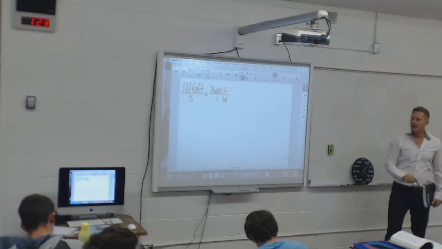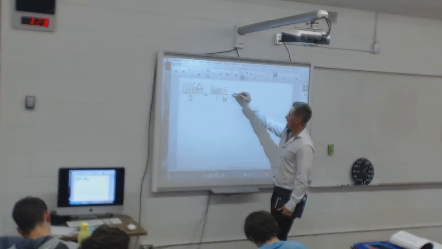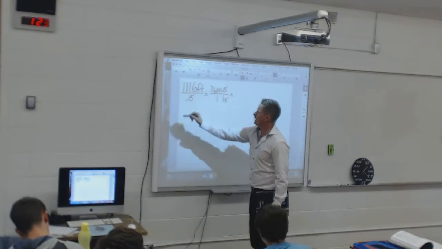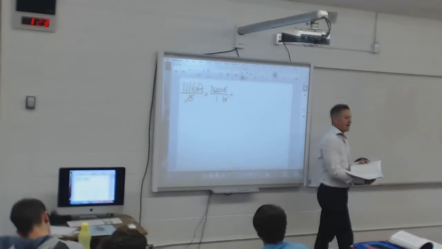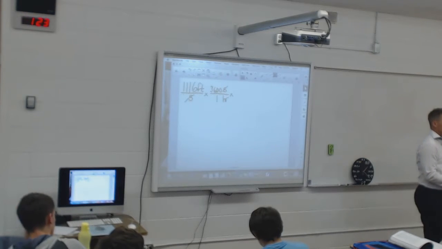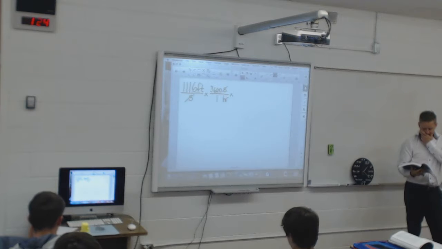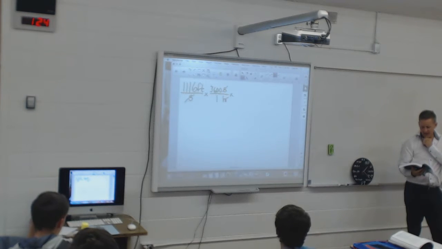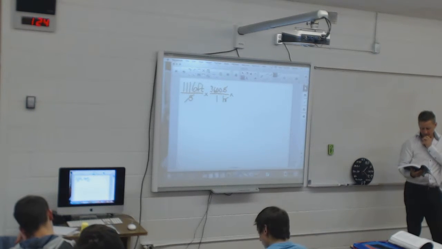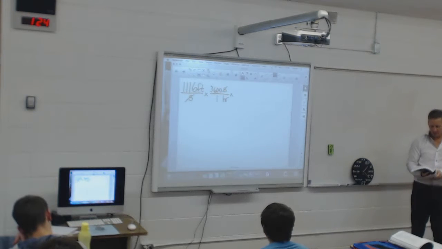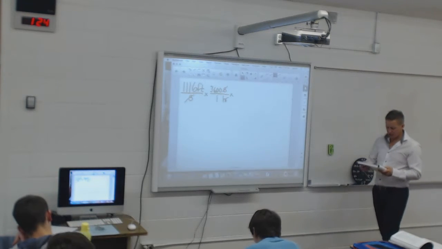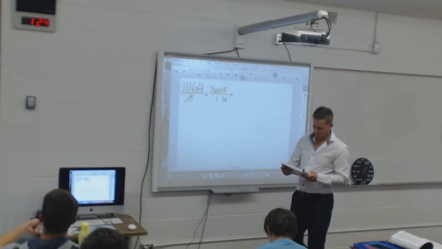Now I want to change, and this is the hard one, feet to kilometers. So just look at page 9. Is there a feet to kilometers in there? Yeah.